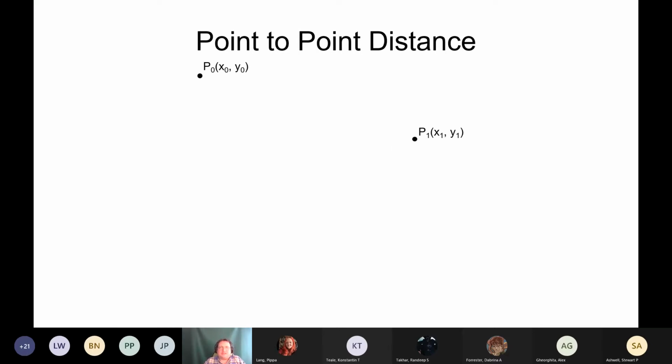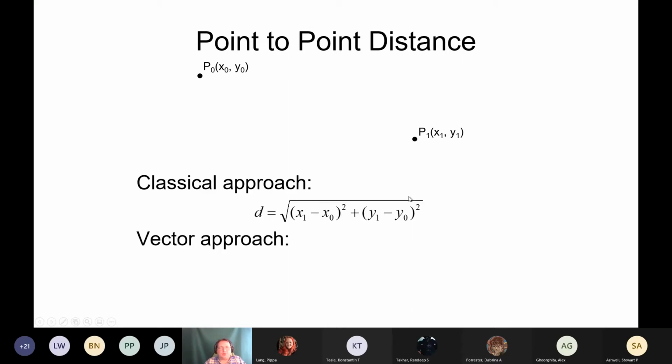Point-to-point distance. And for this, we can apply the classical approach. Classical approach would operate on the coordinates. So x1 minus x0, that's the length of this edge of our triangle. This is of course squared and added to y1 minus y0, so that's the length of this edge here, squared, everything in the square root, done.